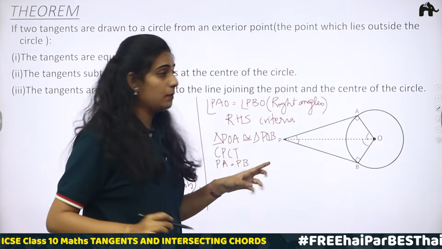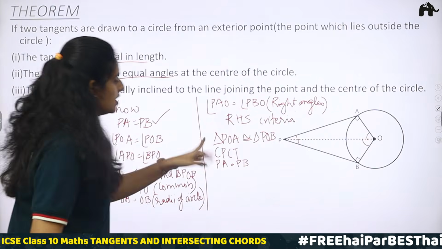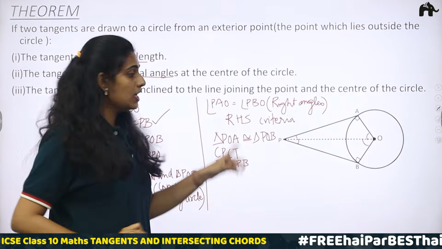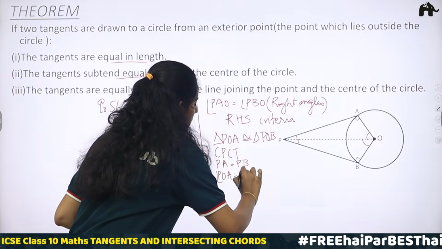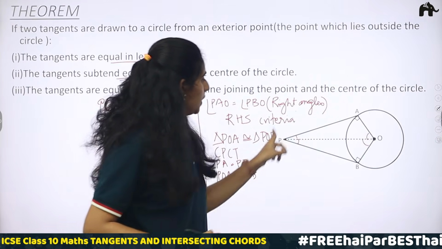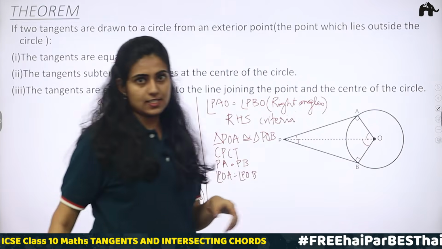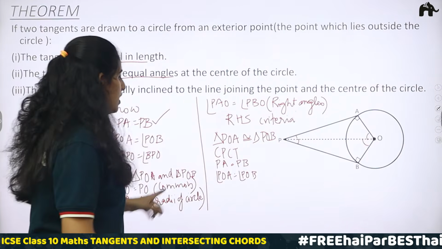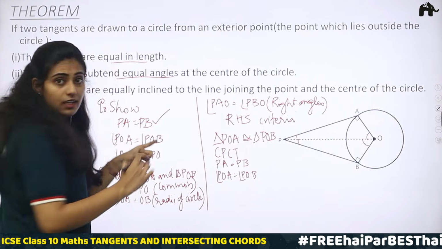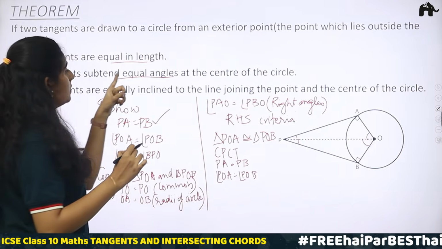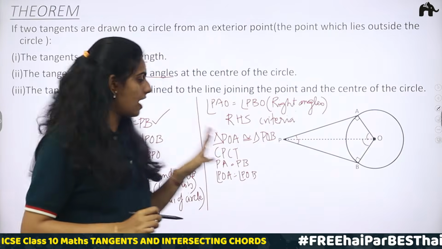What are PA and PB? Lengths of tangents are equal. So the first one is proved. Using CPCT, we get PA is equal to PB. Then angle POA equal to POB. Corresponding angles of congruent triangles are equal. So here we had to prove POA and POB equal. That is, the tangents subtend equal angles. Angles subtended by the tangents at the center are equal.